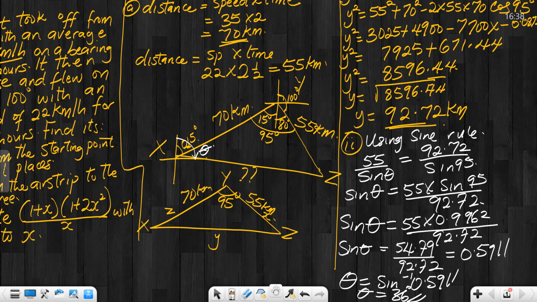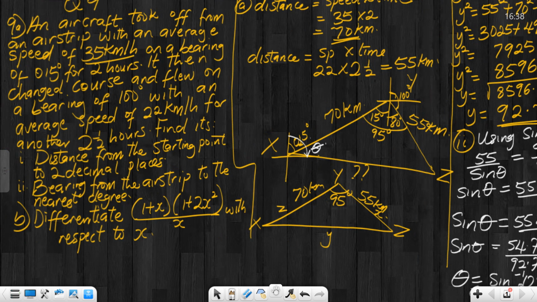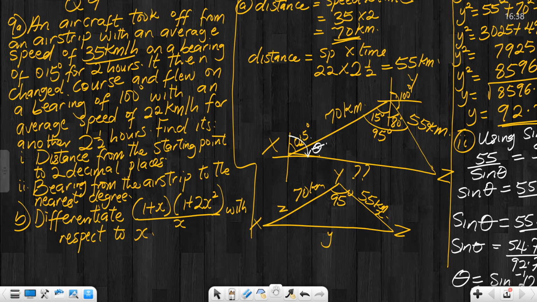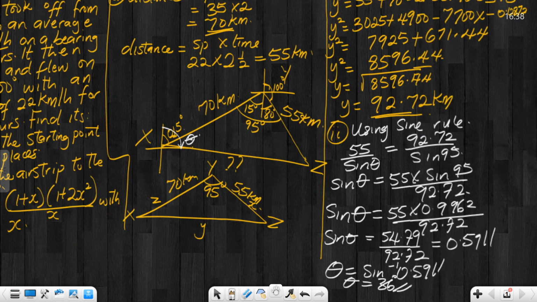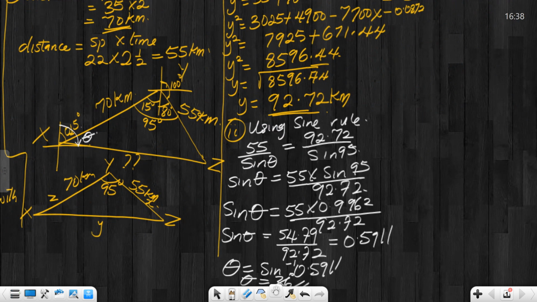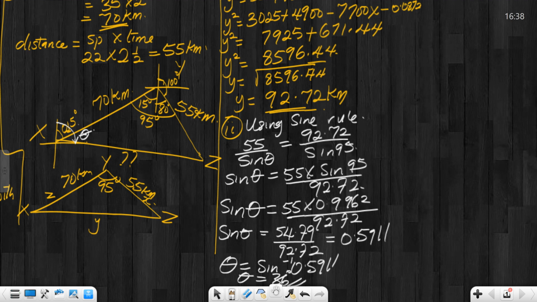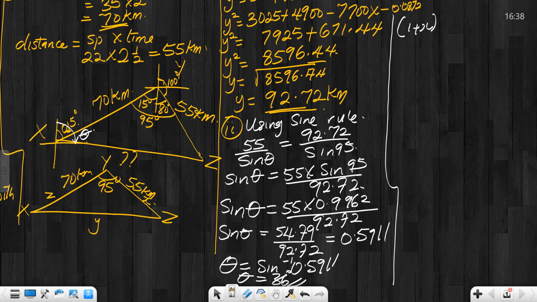The second question says we should differentiate 1 plus x into 1 plus 2x squared, divided by x. So let's expand that. So this is what we want to solve: 1 plus x and also 1 plus 2x squared, divided by x.